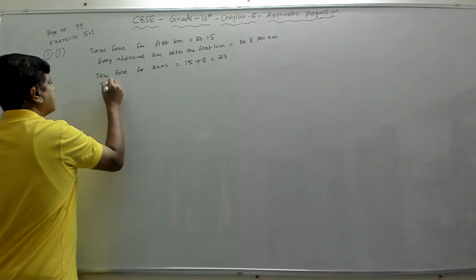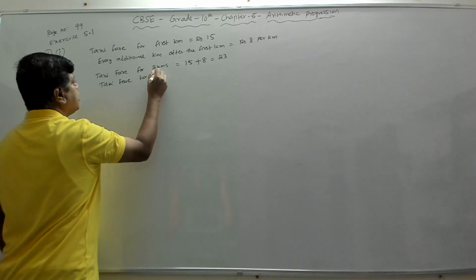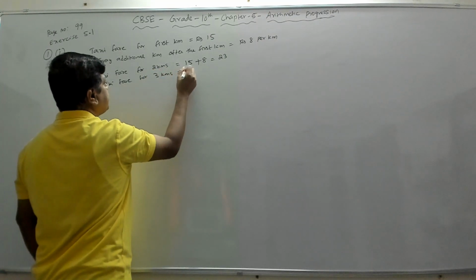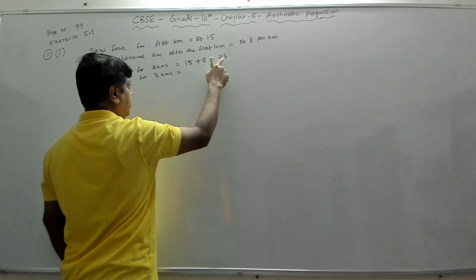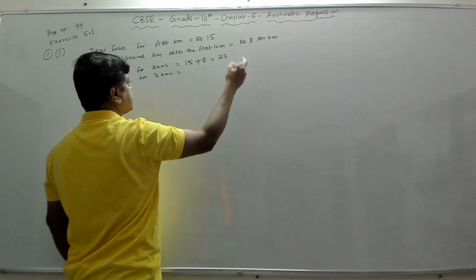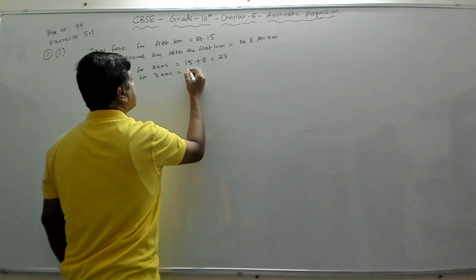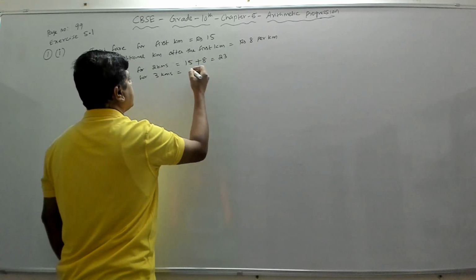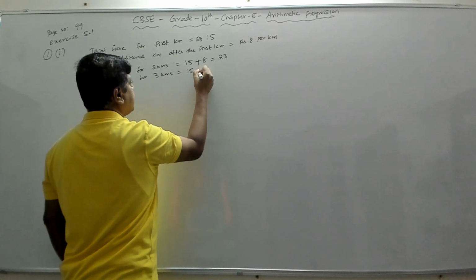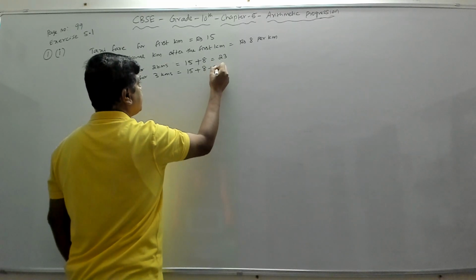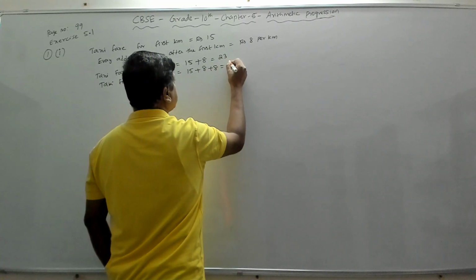Taxi fare for 3 kilometers. For 3 kilometers it will be what? For the first 2 kilometers it is 23, plus 8 rupees for the third kilometer, right? Or we can put it as 15 rupees for the first kilometer, then 8 rupees for the second kilometer, again 8 rupees for the third kilometer, which is the same as 23 plus 8, which is 31.